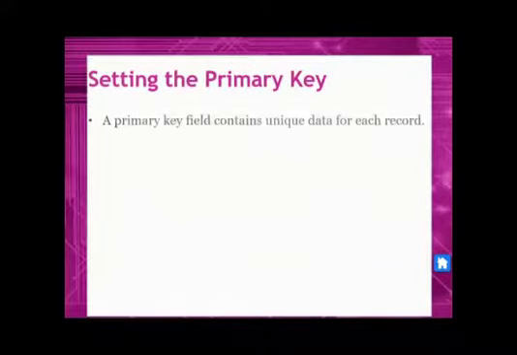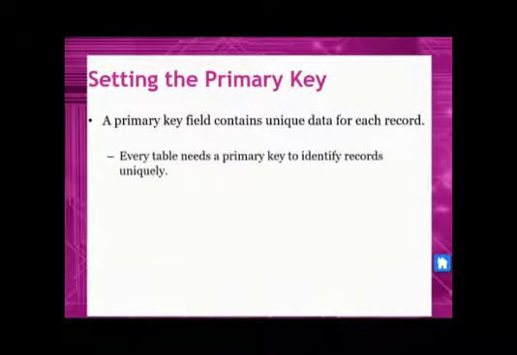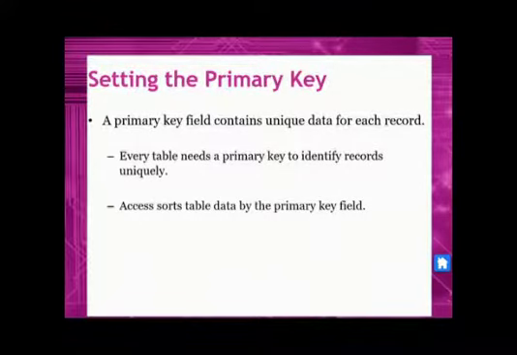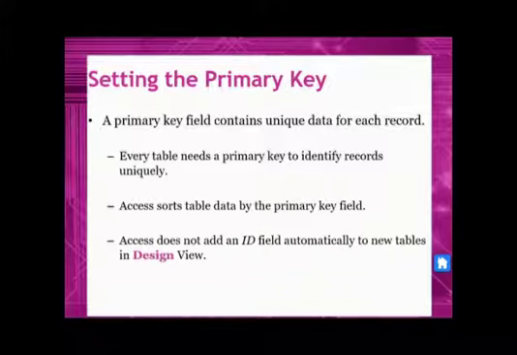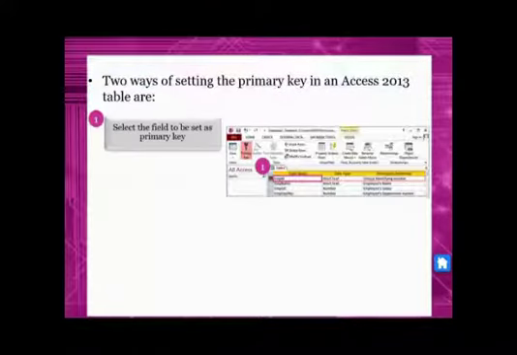Setting the primary key. A primary key field contains unique data for each record. Every table needs a primary key to identify records uniquely. Access sorts table data by the primary key field. Access does not add an ID field automatically to new tables in design view. Two ways of setting the primary key in an Access 2013 table are: select the field to be set as primary key.